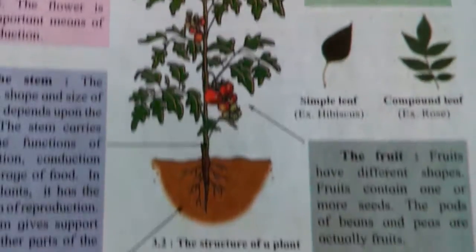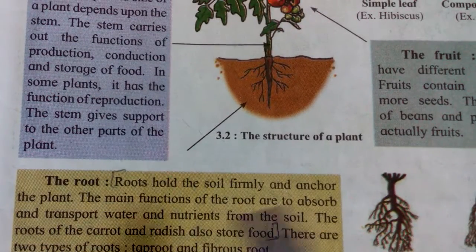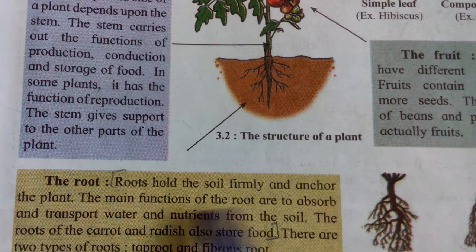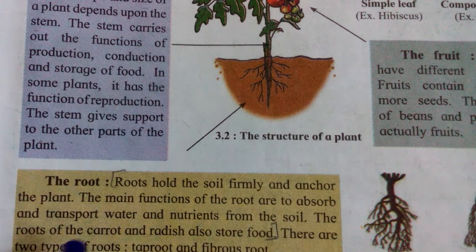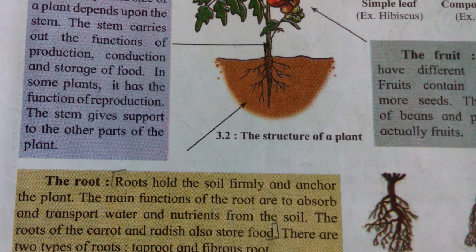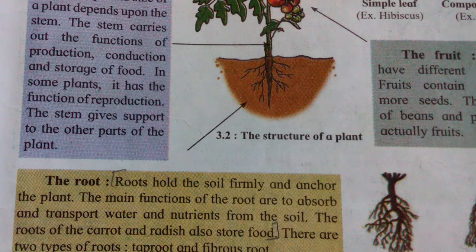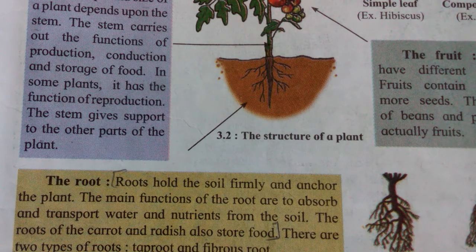Then see, first we look at the root. Roots hold soil firmly and anchor the plant. What is the main function of the root? It grows under the ground, and that's why it gives support to all parts of the plant as well as anchors the plant in the soil. And the main function of the root is to absorb minerals and water from the soil and transport them to all parts. Okay.